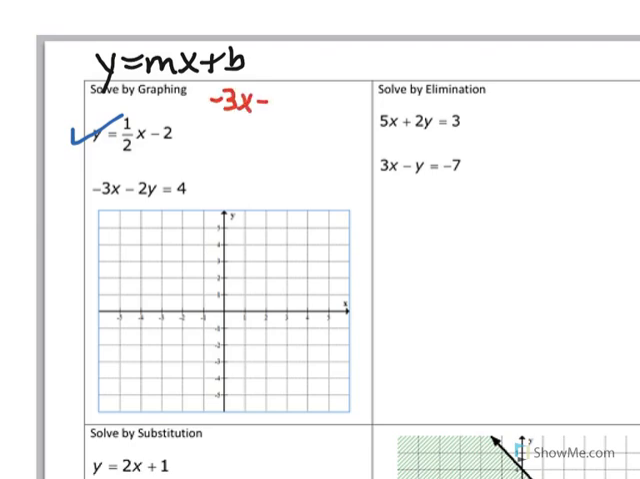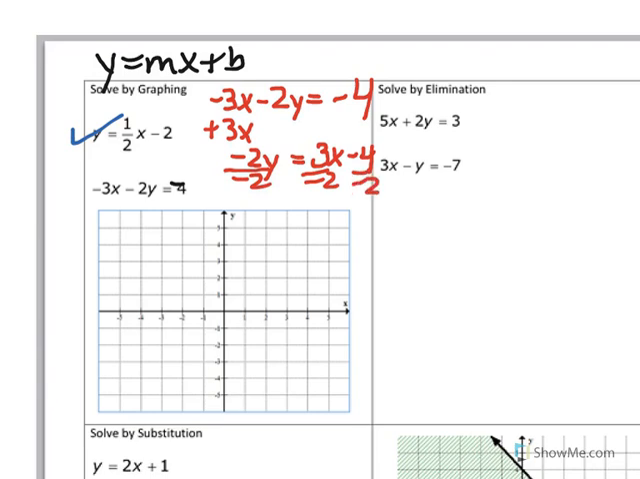Okay, so the first one, we're in good shape, but the second one, we need to change to slope-intercept form. So I'm going to do that, and I want to tell you there's a little typo here. This should say -4, not +4, so let's put -4 right there. Now I'm going to add 3x, and we get -2y is equal to +3x minus 4. Now I'm going to divide by -2, and I get y equals -3/2x, because a positive divided by a negative is a negative, and then +2, because -4 divided by -2 is +2.